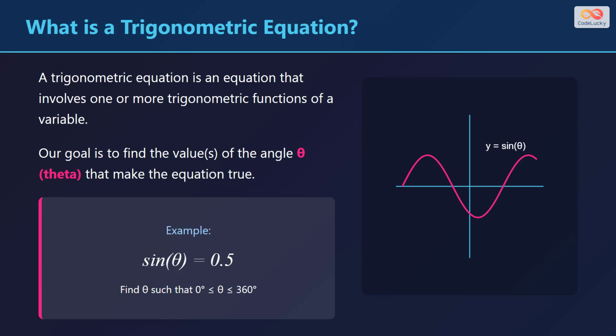First, what exactly is a trigonometric equation? It is simply an equation that contains a trigonometric function. Our goal is to solve for the variable theta. For example, if we have sine of theta equals 0.5, we need to find all the angles between 0 and 360 degrees that make this statement true.